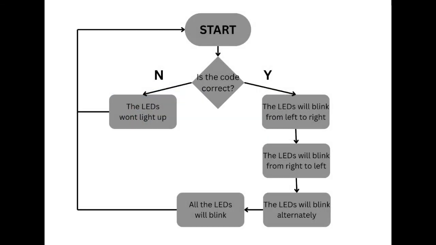As per the flowchart, as you can see, the oval shape is the starting point. Following it, there is the question: is the code correct? If the code is not correct, then the LEDs won't light up and it will go back to the start until the code is correct. And if the code is finally correct, the LEDs will first blink from left to right, then from right to left, and then the LEDs will blink alternately, and finally all the LEDs will blink and repeat the process.